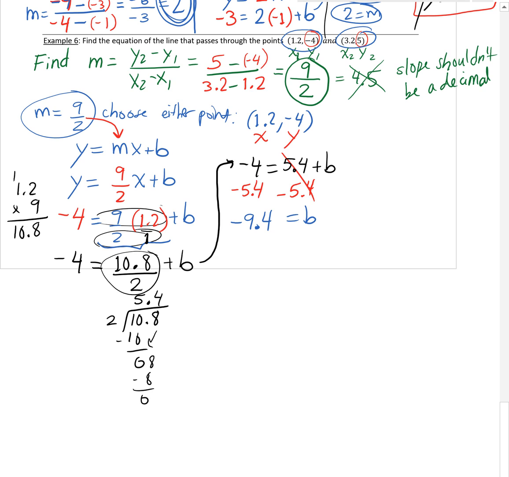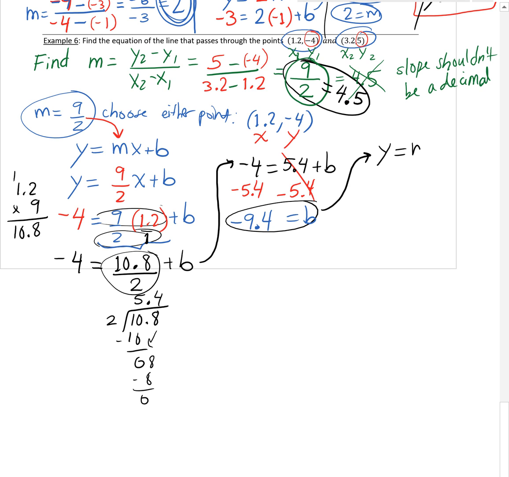I'm sorry, I should have said this earlier, but when we found the slope, I said 9/2 is preferable. I think in this one, if you wrote the 9/2 as 4.5, that would have worked out as well. Since you're getting a decimal b, you might as well have everything in decimals. But it doesn't matter, fraction or decimal.